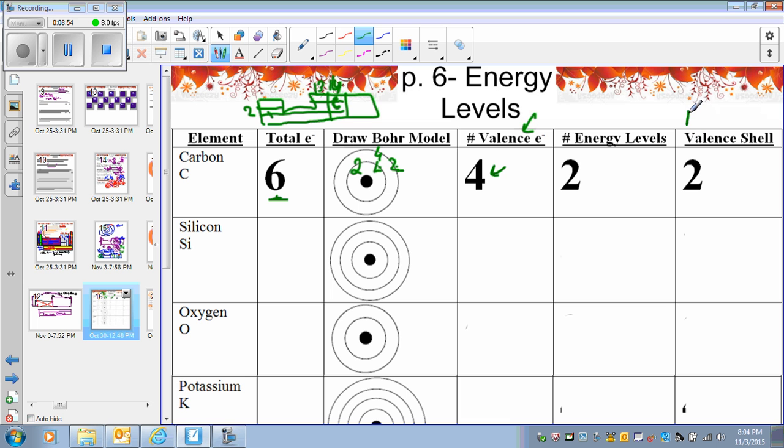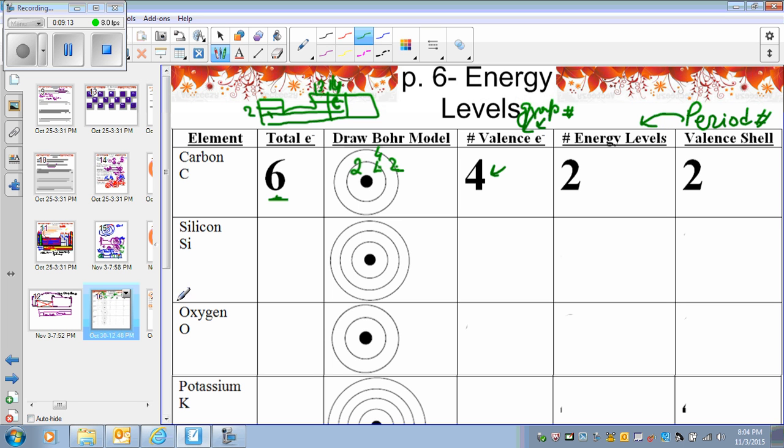So the valence shell comes from the period number, and valence electrons come from the group number. This information is coming from the group number, and this information is coming from the period number. This is the same information for the energy levels as well.